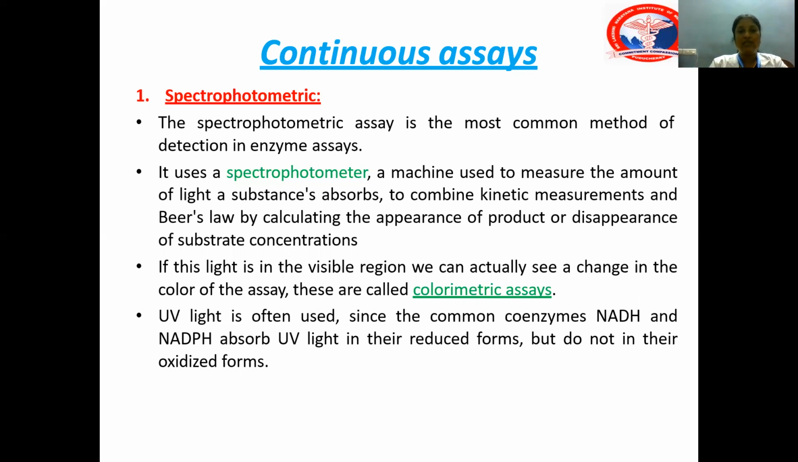If the light is in the visible region, we can actually see a change in the color of the assay. These are called colorimetric assays. If UV light is used, the common coenzymes employed are NADH and NADPH, which absorb UV light in their reduced form, but do not in their oxidized form. These are the reduced forms, that is NADH and NADPH. Their oxidized forms are nothing but NAD and NADP.